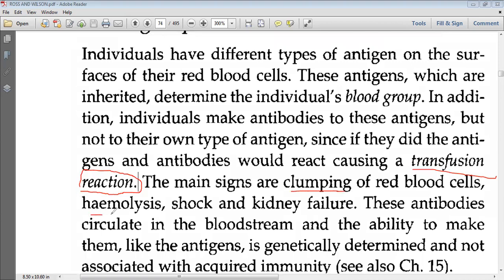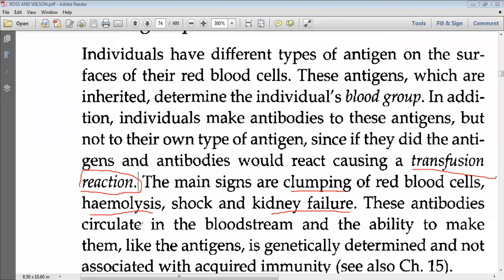Okay, the main signs are the clumping of red blood cells, then hemolysis, then shock and kidney failure. These are some signs of a transfusion reaction when there is a mixture of different blood groups. So these may cause the transfusion reaction.